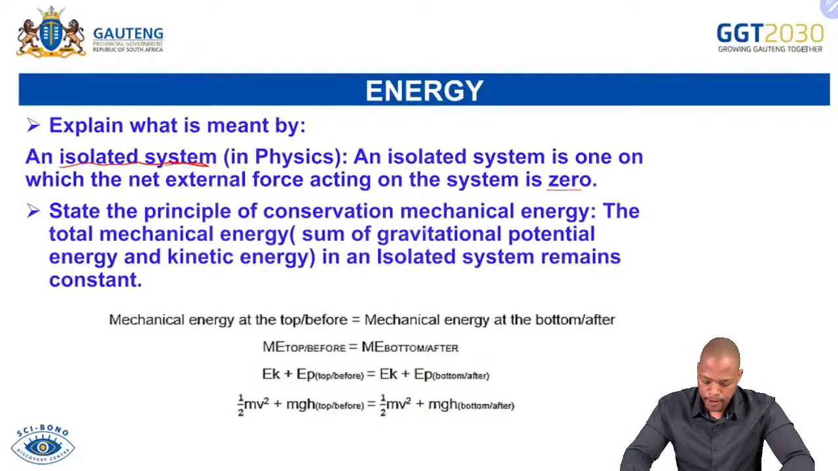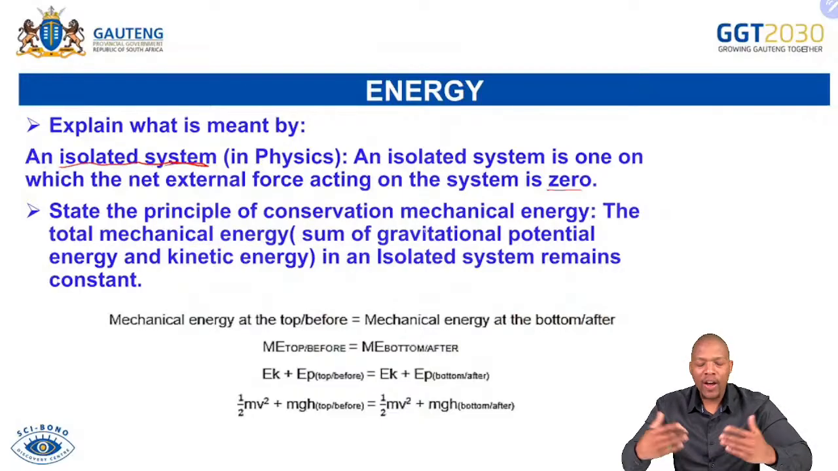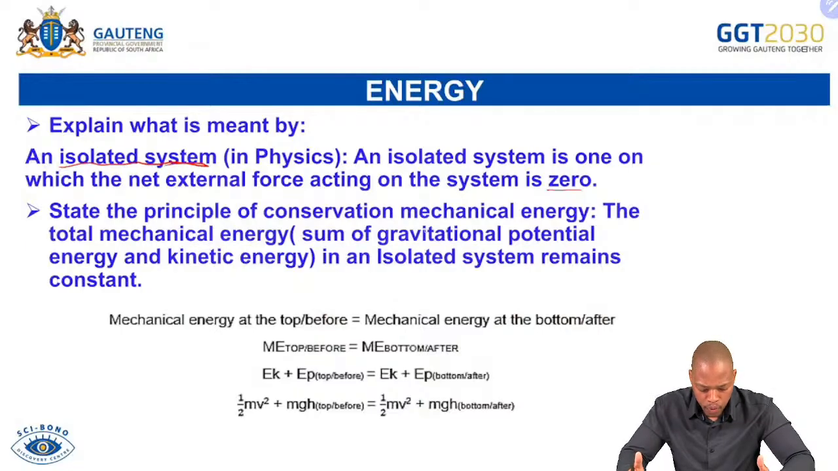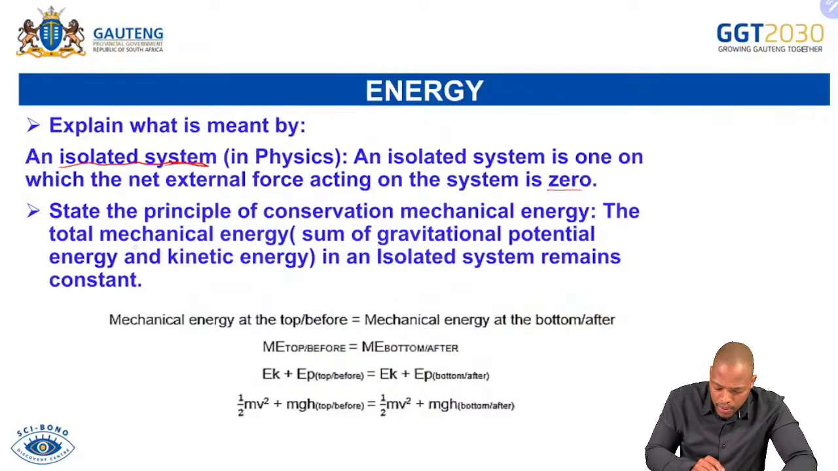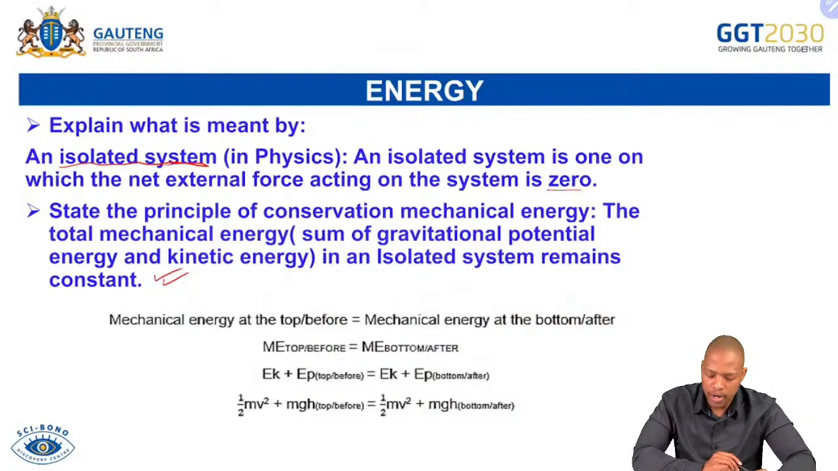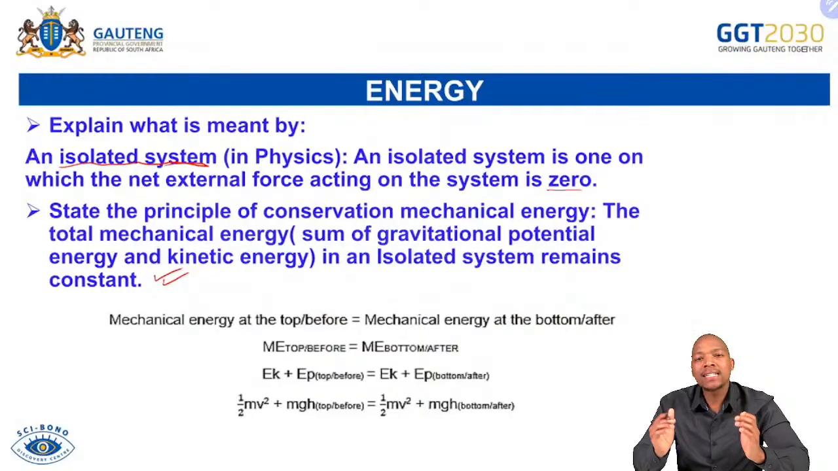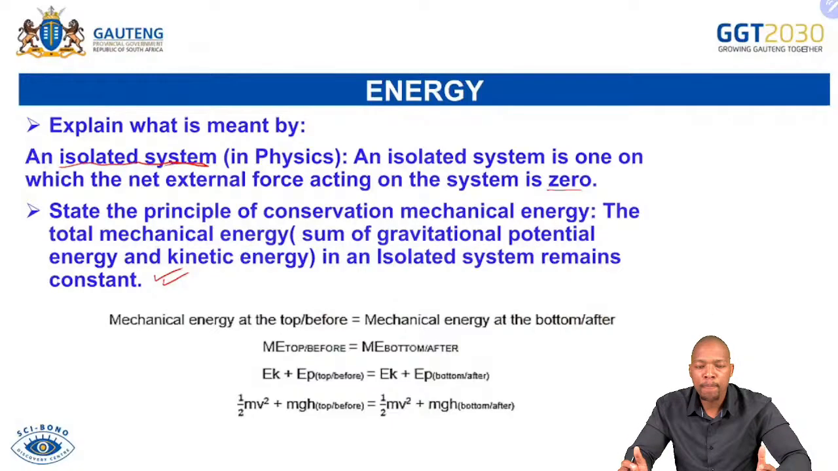Now, before we look at the formulas and the calculation, let's try to understand what we mean when we talk of the principle of conservation of mechanical energy. Let's start by stating it. It says the total mechanical energy in an isolated system remains constant. The total mechanical energy in an isolated system remains constant. When asked to state, all of these words must be there. The ones in brackets are optional. If you want to put them, you can put them.